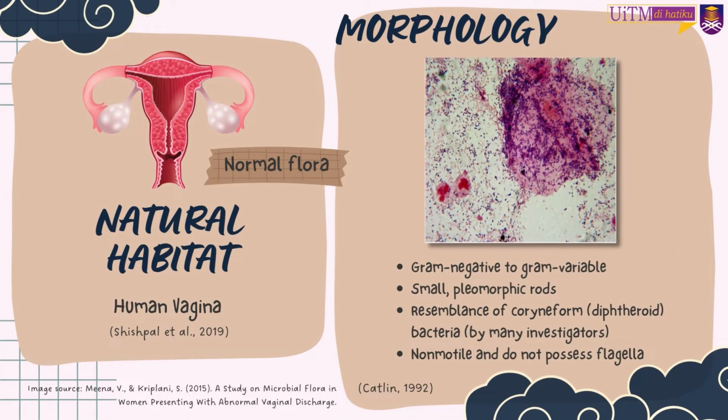GV naturally inhabits the human vagina. Hence, it is the normal flora of the human vagina. The morphology of GV includes gram-variable, pleomorphic rods, and also non-motile.